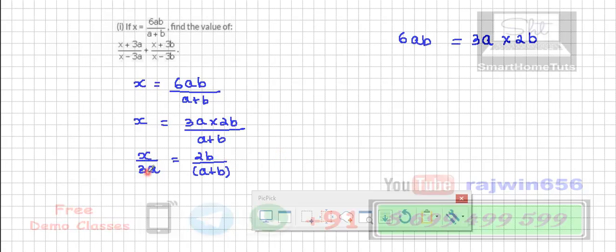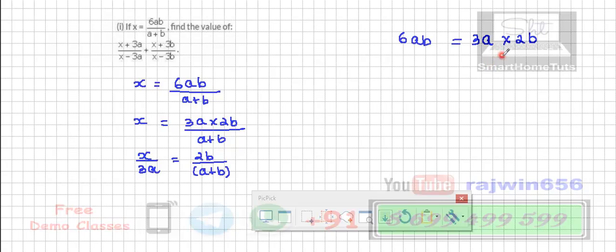Now this is X upon 3A. So for this part, I'm going to do componendo dividendo. Of course, for the right hand side also, I'm going to get what is there in the first part of this. I'm going to do the same thing for the second part to get the second part.